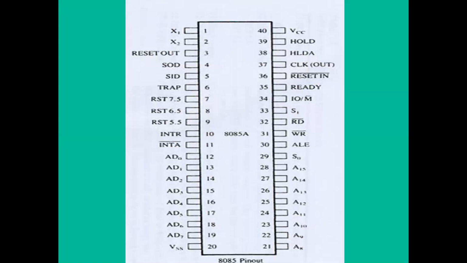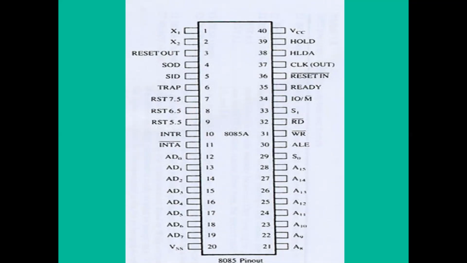Okay, so there are combinations of these two signals, S1 and S0. These two status signals indicate whether a read operation or a write operation is performed, or anything else. Basically, the machine can do two things, either a reading operation or a writing operation. You are also doing these two things.